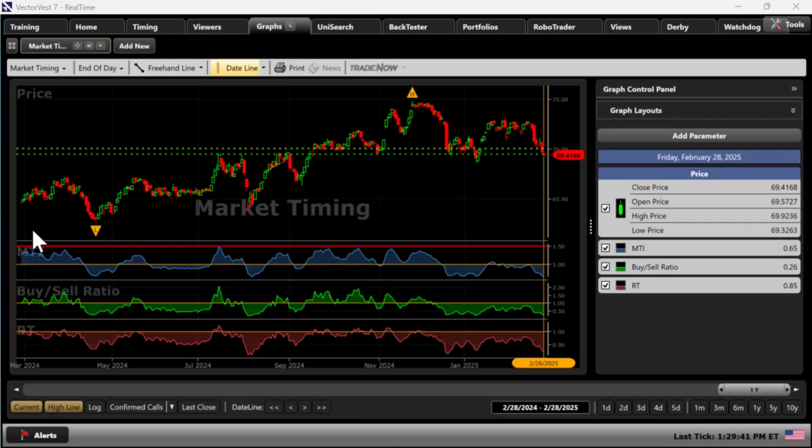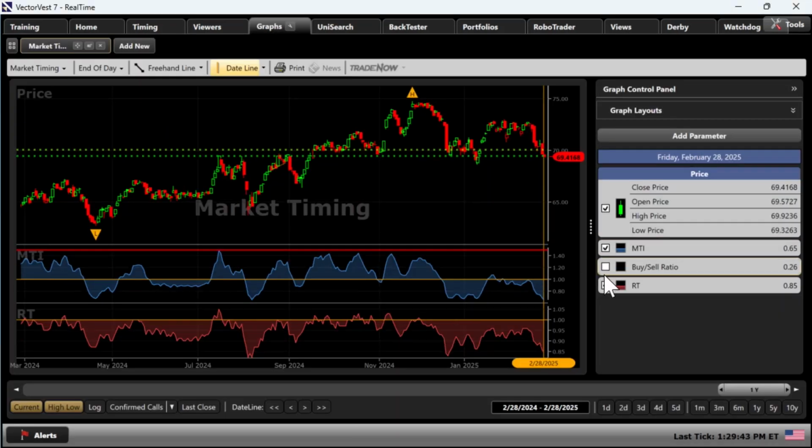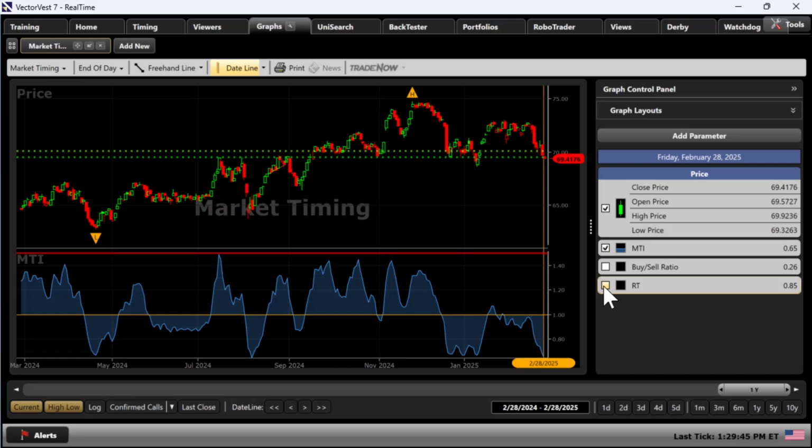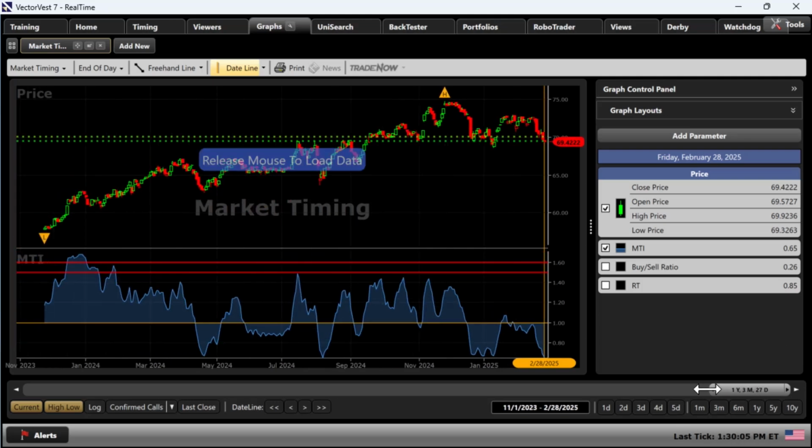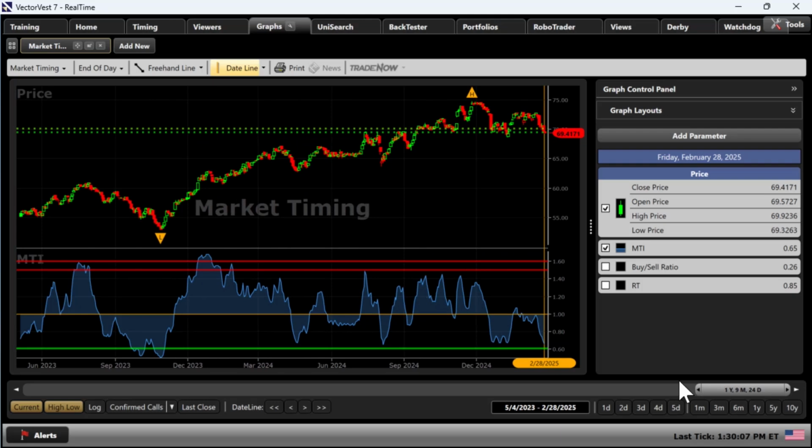Here's the market timing graph. To begin, we're going to start off with MTI and price action of the VectorVest composite. We can see the VectorVest composite represented by the candlesticks. Again, this is over 9,000 stocks when we're tracking the broad market. On top of that, we do have our MTI, or market timing indicator, here. And to get a better picture, let's go ahead and zoom out to about 2 years.